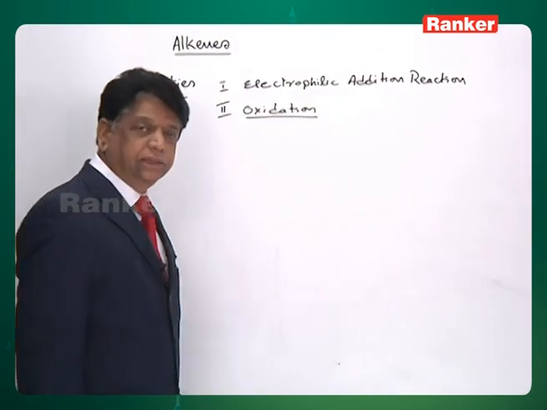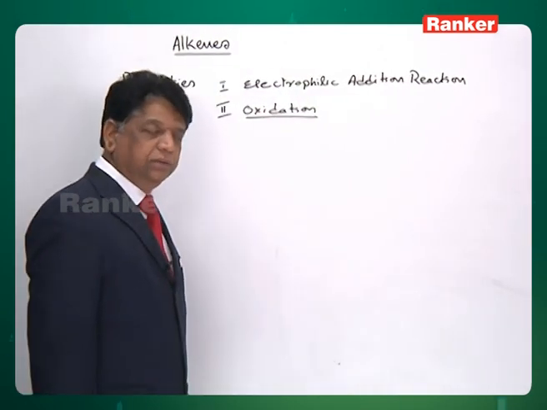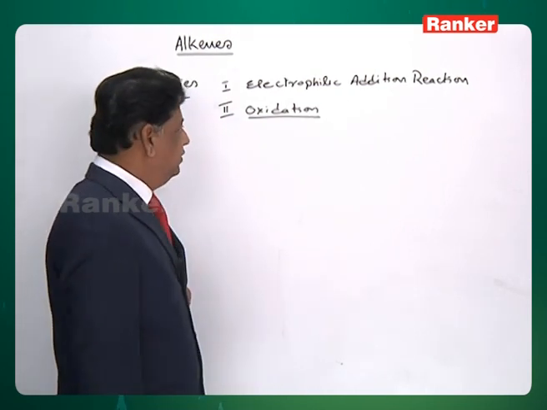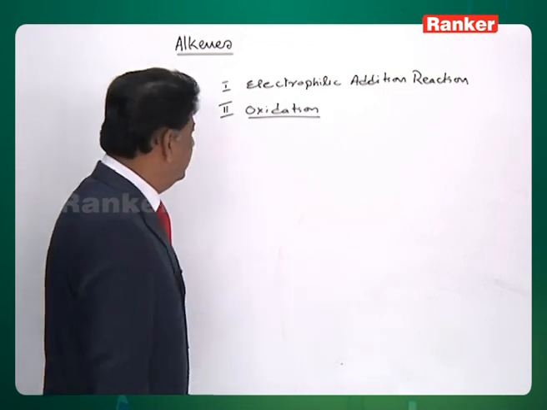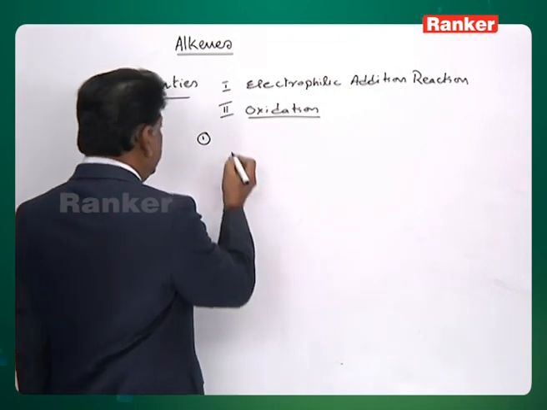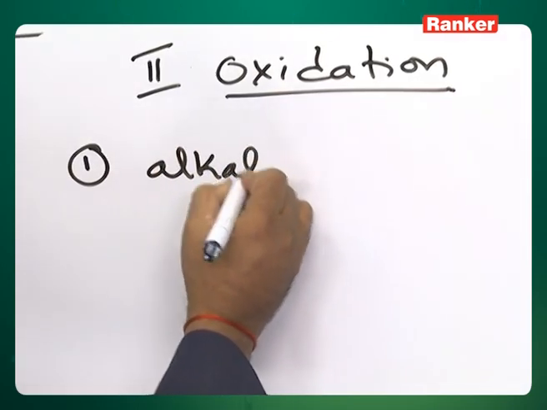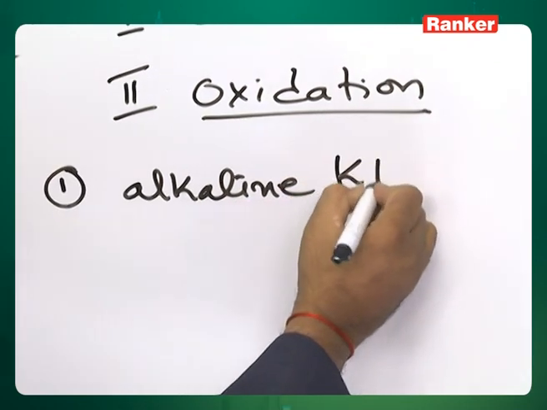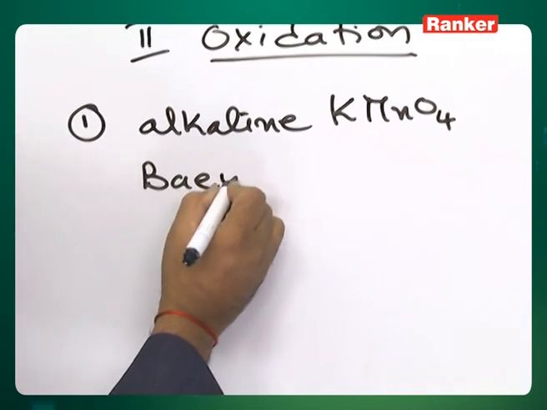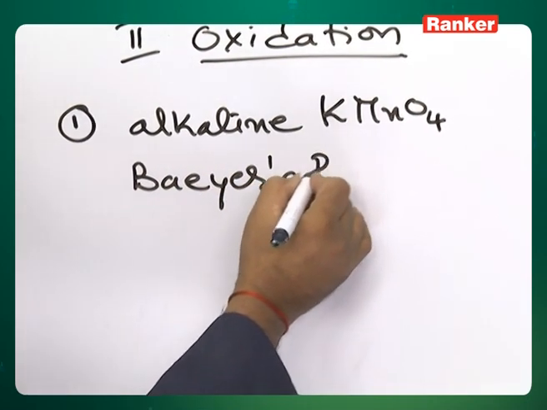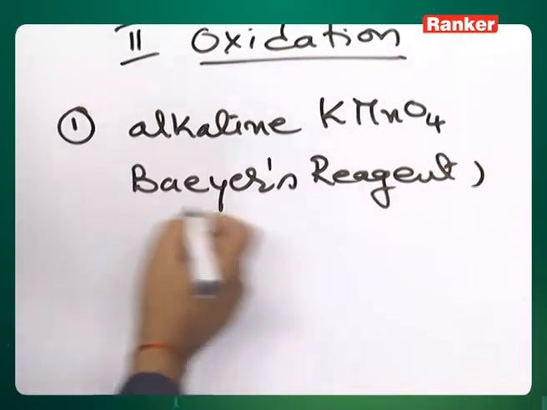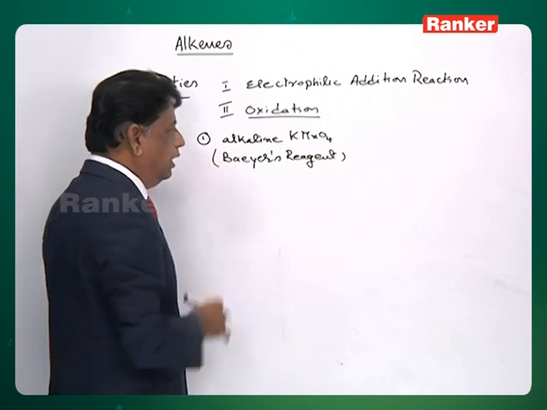Okay, let's take the second reaction, that is oxidation reaction. In the alkenes, oxidation is also one of the important reactions because we have a big number of oxidizing reactions, and the pattern of the oxidation will be different and so on. So simply one oxidation is there with the alkaline KMnO4. Alkaline KMnO4 is introduced by a scientist called Bayer. So therefore it is also called Bayer's reagent. But actually Bayer did not introduce alkaline KMnO4.